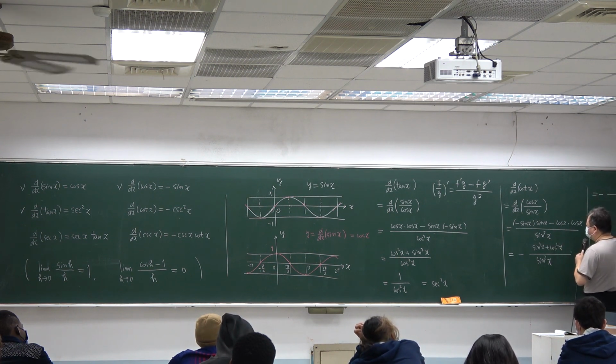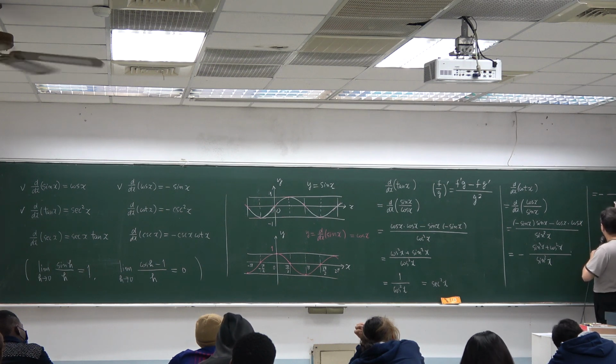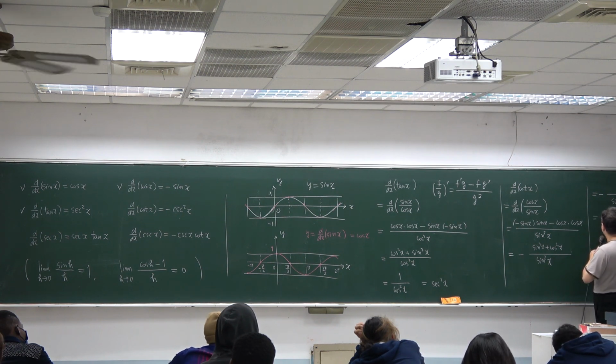Again, use the Pythagorean identity. This is 1. And then by the reciprocal property of trigonometric functions, this is exactly cosecant squared.